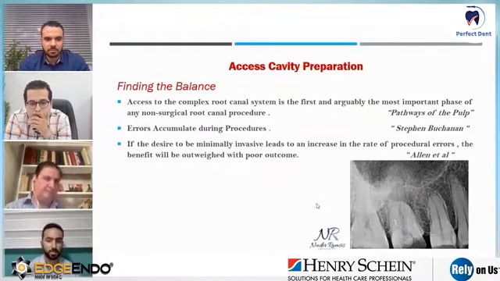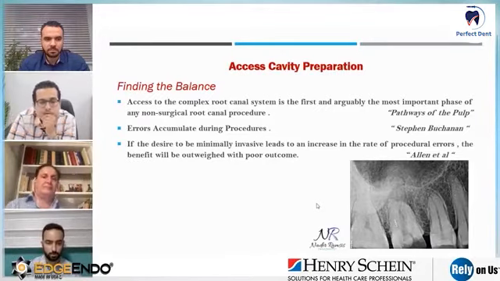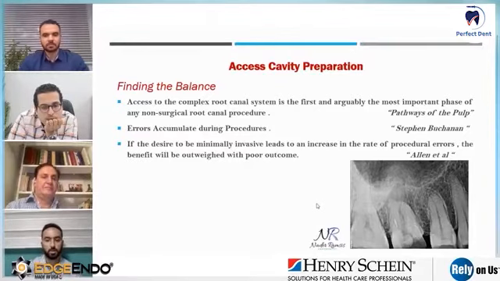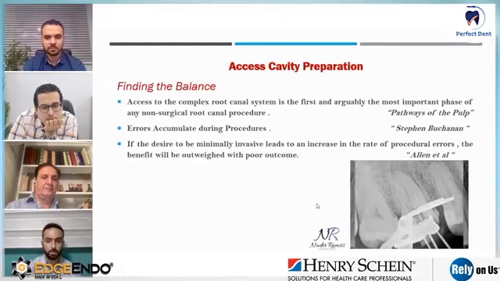So this means that I was pretty sure that failure here was due to cyclic fatigue failure and not torsional failure of this file. So simply, just by creating a straight line access at the distobuccal canal, the file truly came out with just irrigation. So errors do accumulate during procedures, and access cavity is extremely important at the beginning.